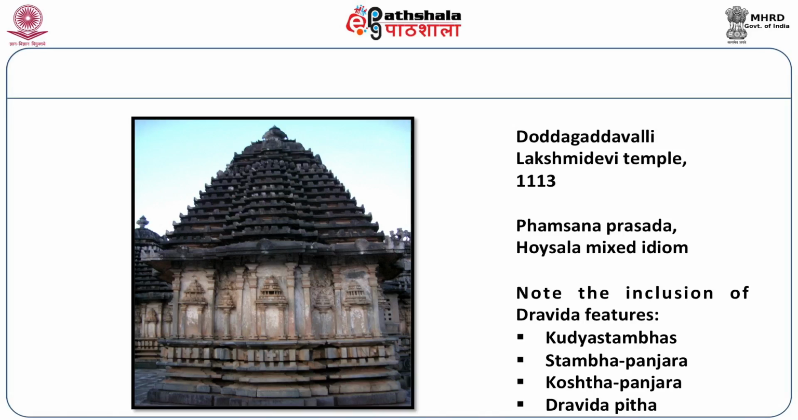Kudyasthambas, or the small pilasters which you see on the walls. Stamba Panjara, or the treatment of a turret model on a pillar on the recesses. Then Koshta Panjara, the niche-like formations done by pairs of pillars with turrets over them.